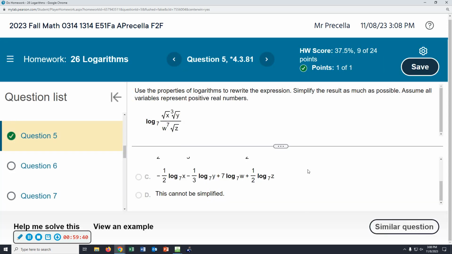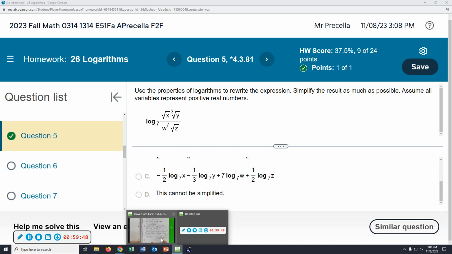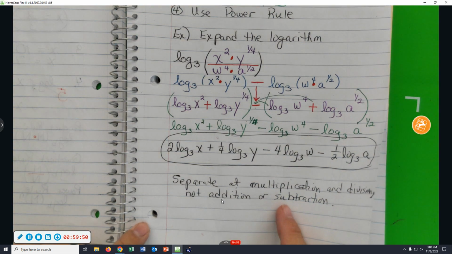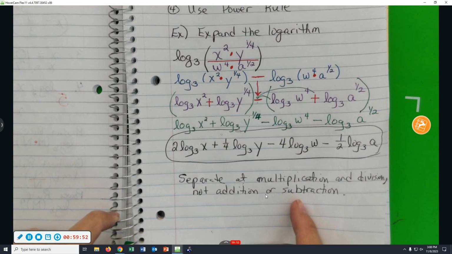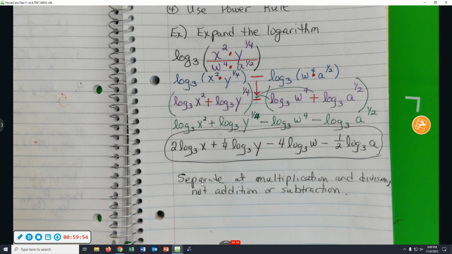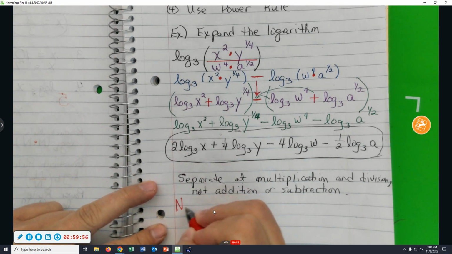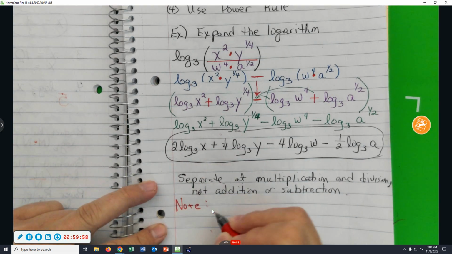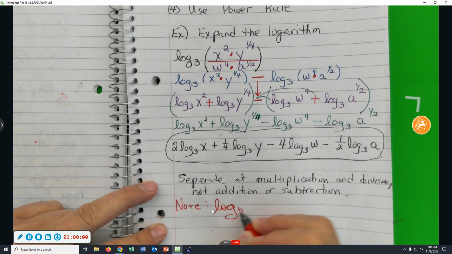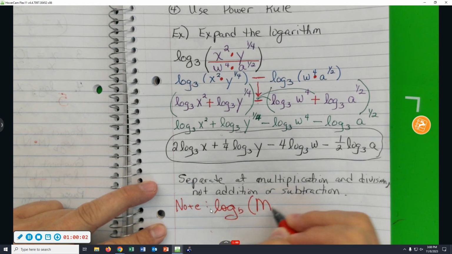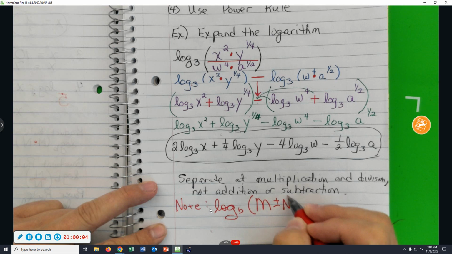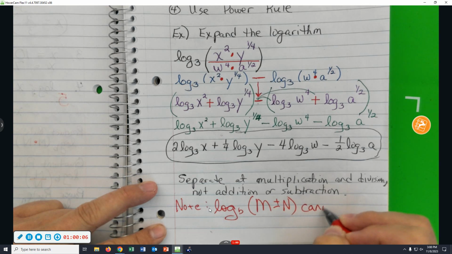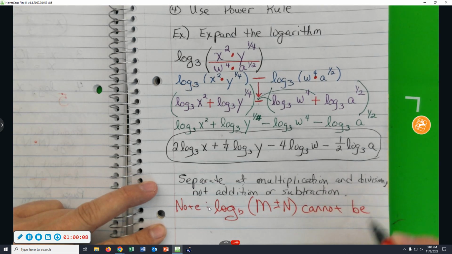Okay. There's that answer choice. This cannot be simplified. To illustrate, remember he said you can't separate at addition or subtraction. And I said I like to write a note: log base b of m plus or minus n cannot be separated.